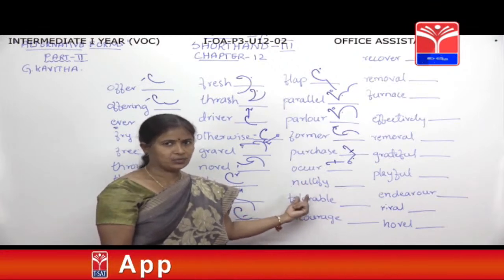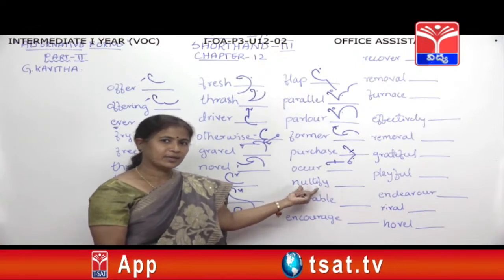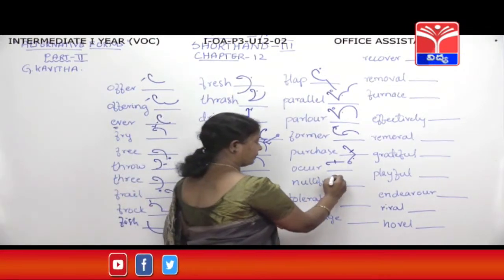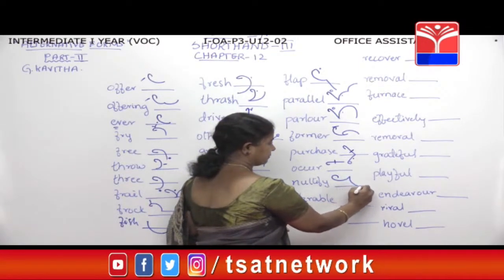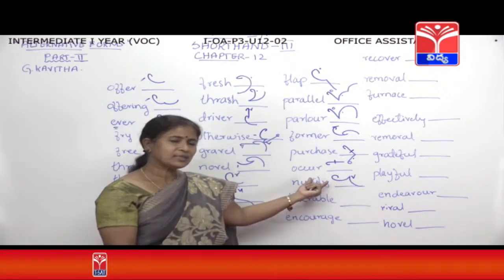Nullify. What are the strokes? Null and F. N is a horizontal. F stands on the line. Nullify. Second place much. So, null and phi. Now, phi we place it. We place phi. Now, will this become nullify?